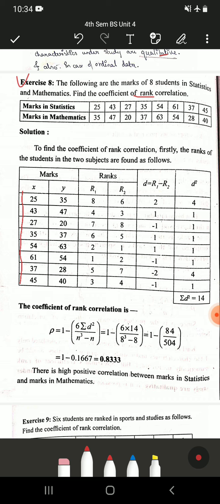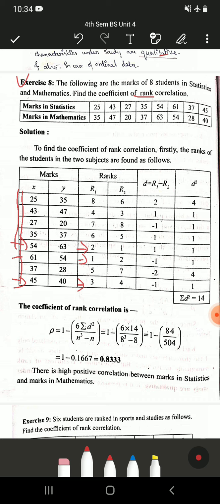So here in x, check the highest number. The highest value is 61. So we are going to assign it rank 1. Whoever scores the highest marks, we will say he has scored the first rank. So the same concept is used. The highest mark is 61, so we give that student rank 1. Check the next highest number, it is 54 in X. So he gets second rank. The next highest number is 45, so assign it rank 3.